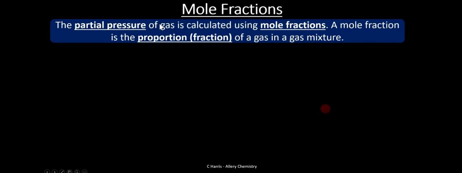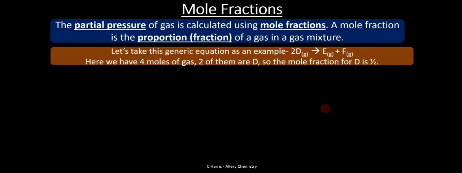Let's talk here about mole fractions and why they're important. The partial pressure of a gas is calculated using the mole fractions. We determined previously that there was a molar ratio of 1:1, but you can also use the actual mole fractions. A mole fraction is the proportion of a gas in a gas mixture. So let's look at this generic equation, 2D giving us E and F, which are gases. We have 4 moles of gas in total. 2 of them are D, so the mole fraction for D would be 2 out of 4, reduced to 1/2.